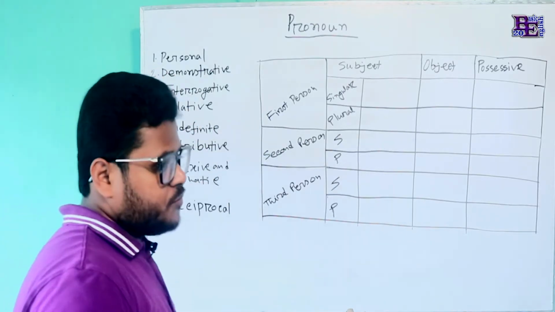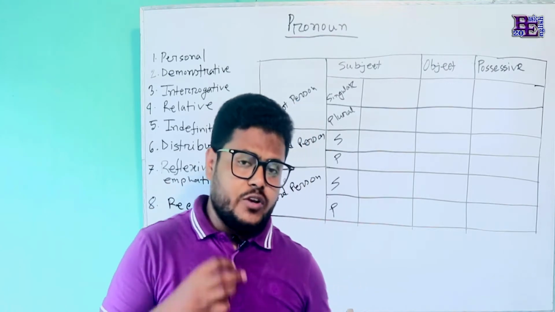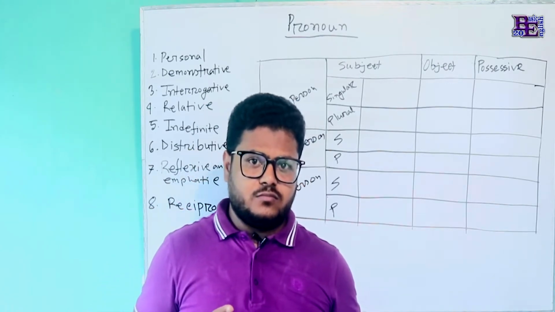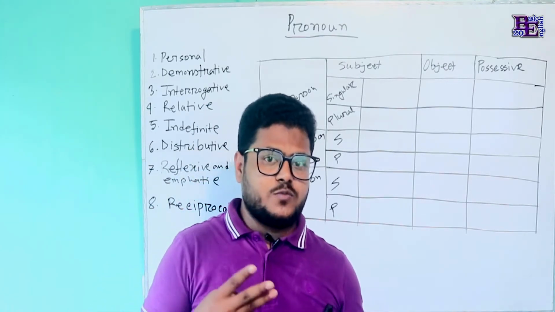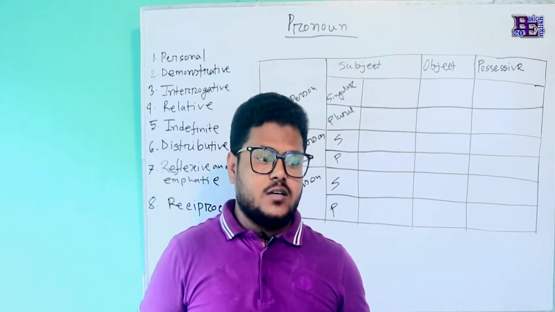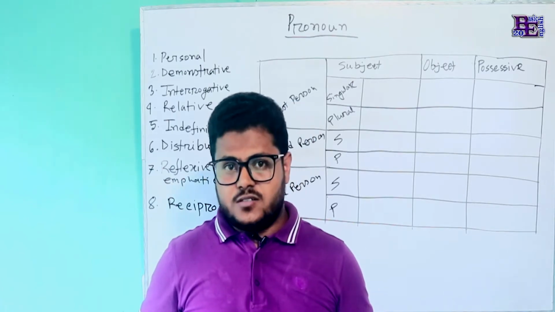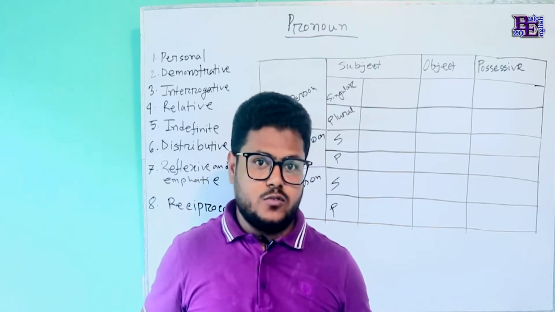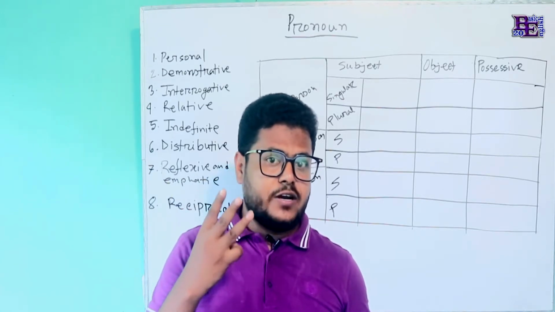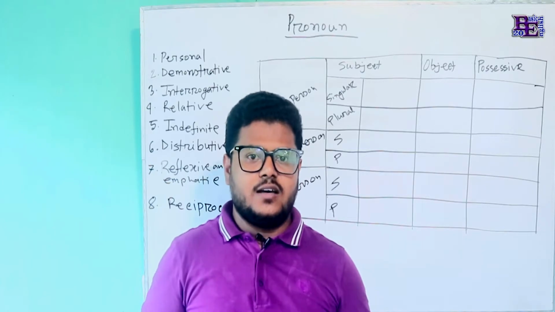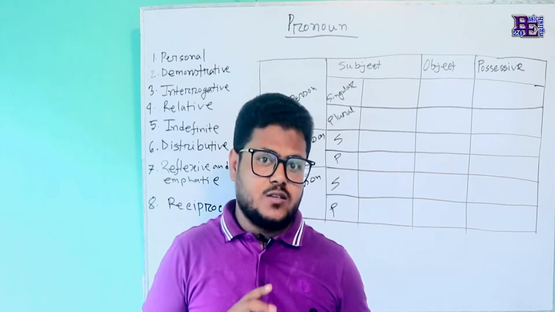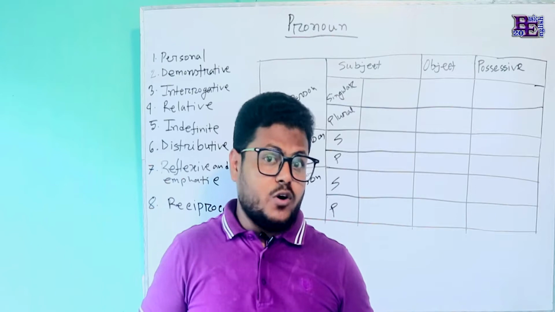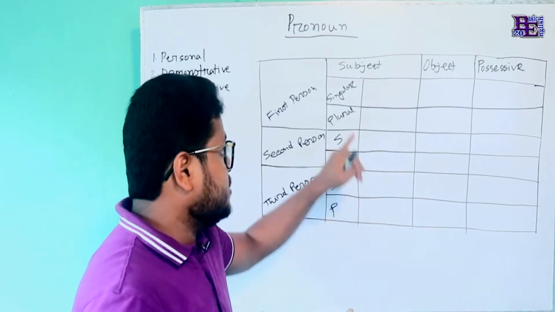Okay, there are 3 different persons. So that's why there are 3 types of personal pronoun. They are first person, second person, third person. And like noun, pronoun has 3 different cases. They are subjective case, objective case, and possessive case that I have already written over there.